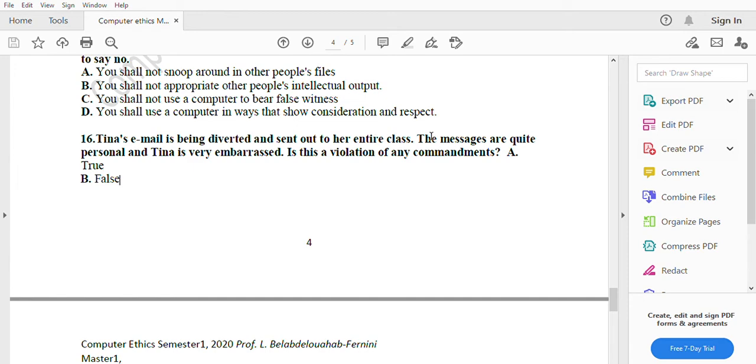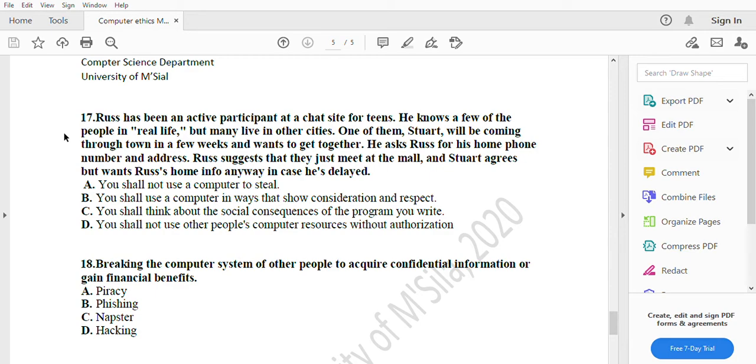Tina's email is being diverted and sent out to her entire class. The messages are quite personal and Tina is very embarrassed. Is this a violation of any commandment? A, it's true, and B, it's false. Logically, of course, it's A. This is true.